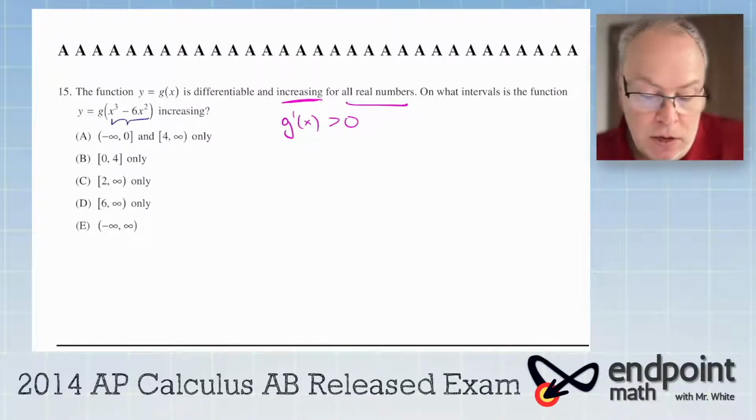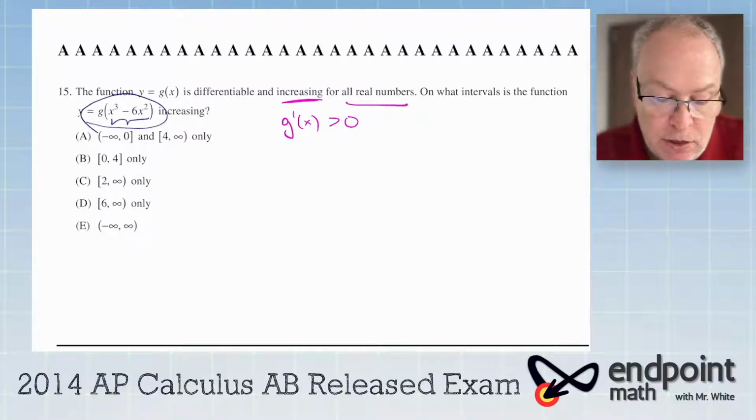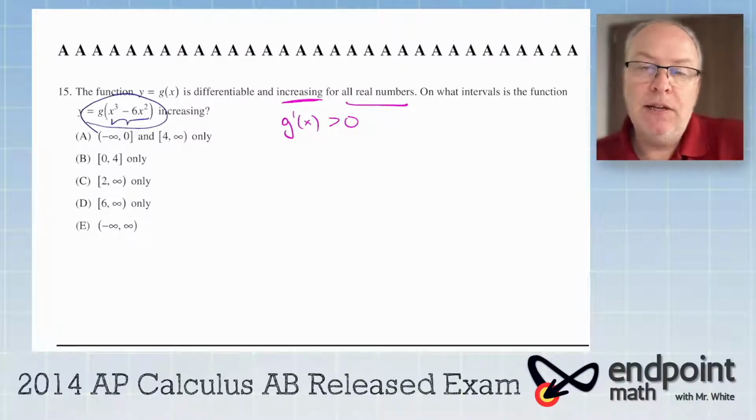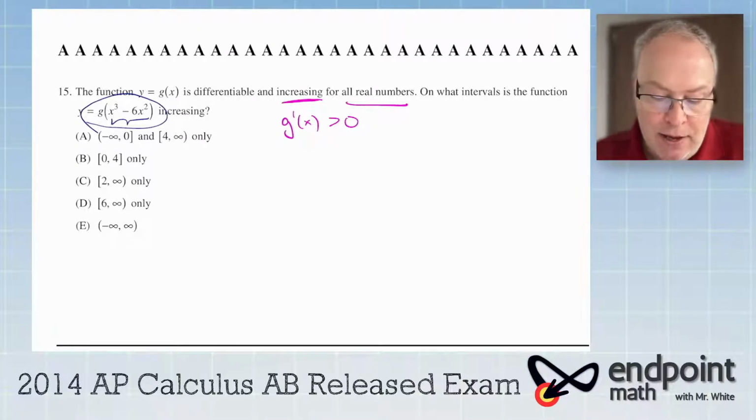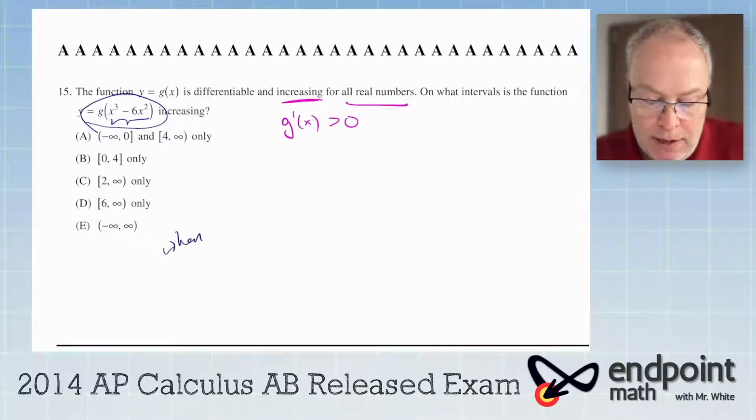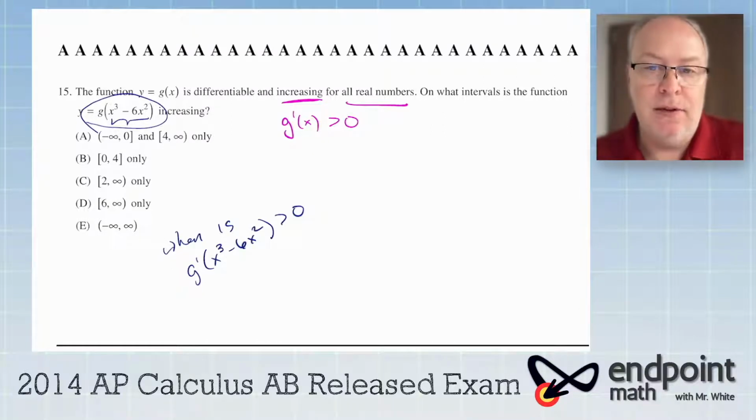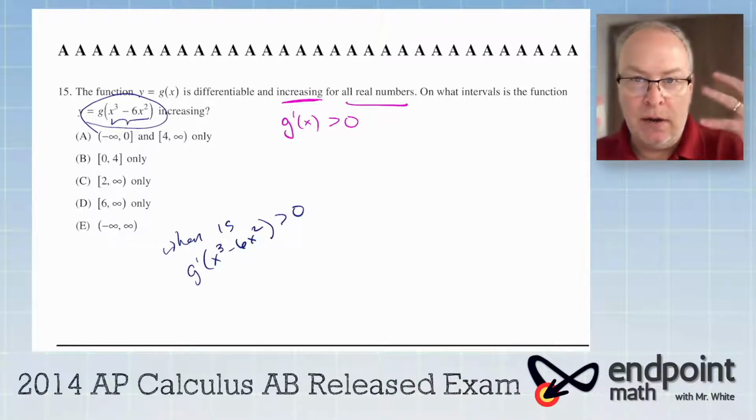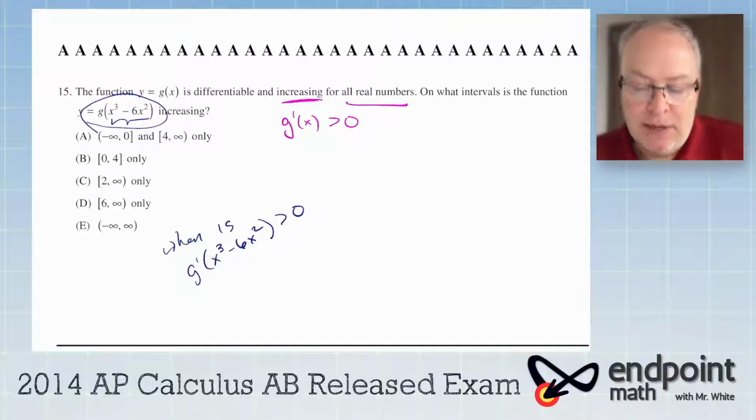Okay. Well, I think we need to take the derivative of that guy. We need to take the derivative of the composite function and see what happens. Because that's what they're asking: when is g prime of x cubed minus 6x squared always positive? That's what goes on in my head. I got to figure that out. So I'm going to take the derivative.